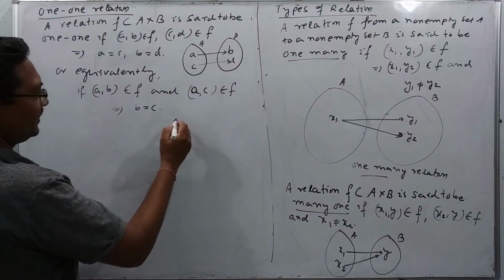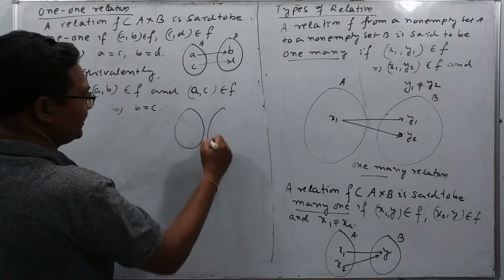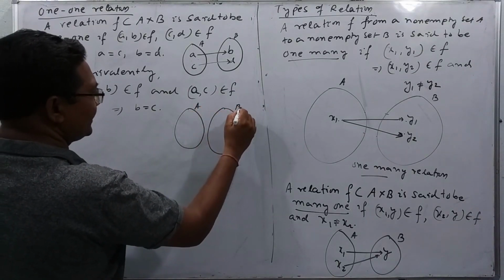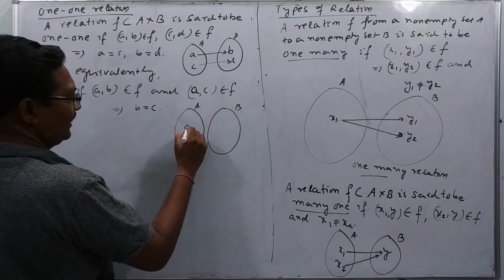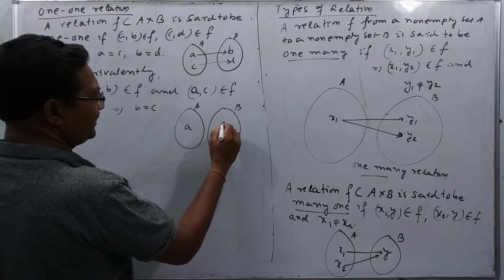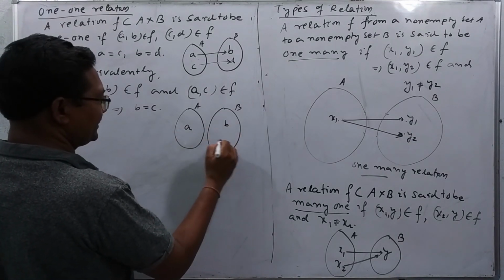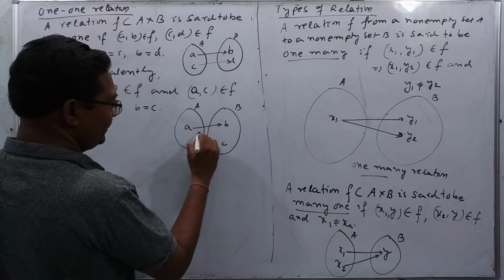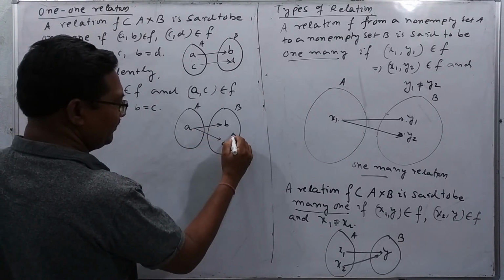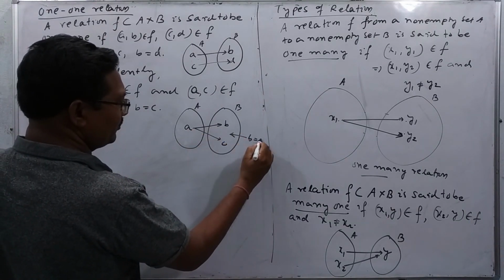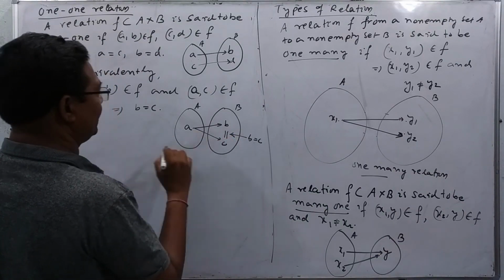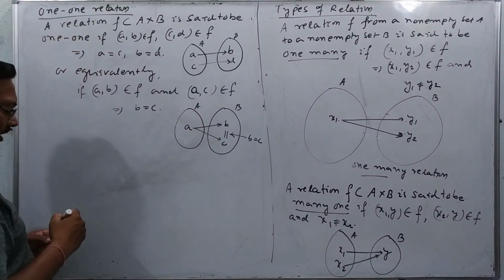Here in this diagram, here is set A and set B. We have only one element a here, and two elements b and c. A is related to b, and a is related to c. That implies b = c. If they are equal, then this relation is a one-one relation.